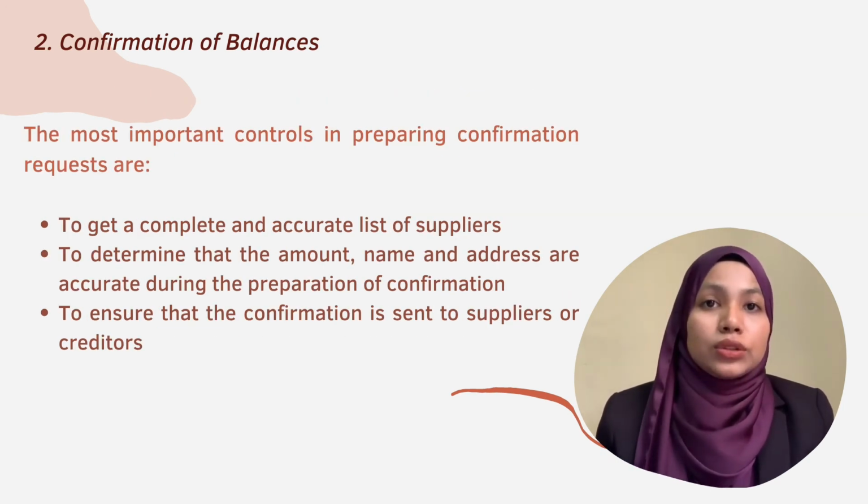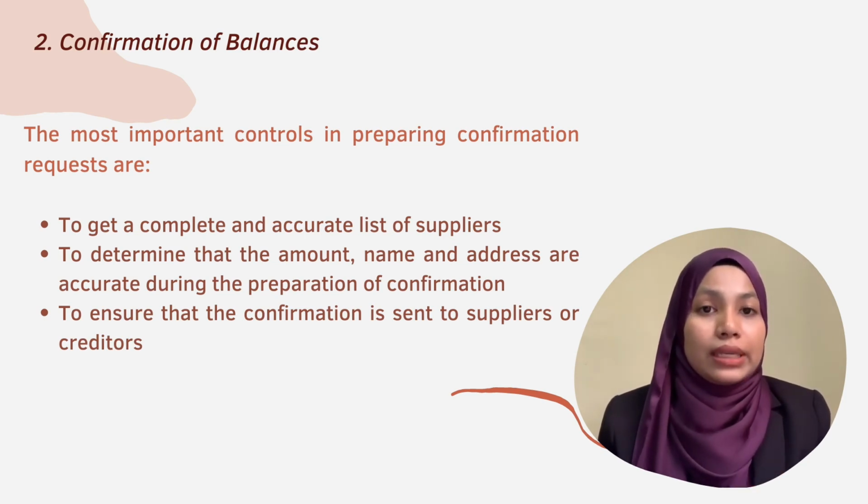The most important controls in preparing confirmation requests are we need to get a complete and accurate list of suppliers, and we also need to determine that the amount, name and address are accurate during the preparation of confirmation. And lastly, we need to ensure that the confirmation is sent to suppliers or creditors.